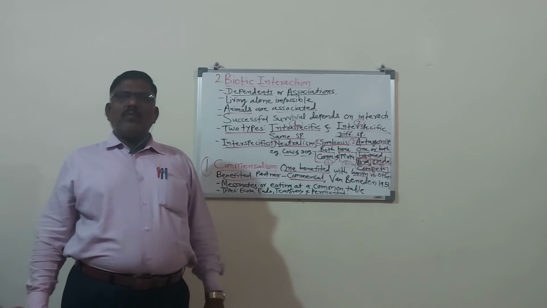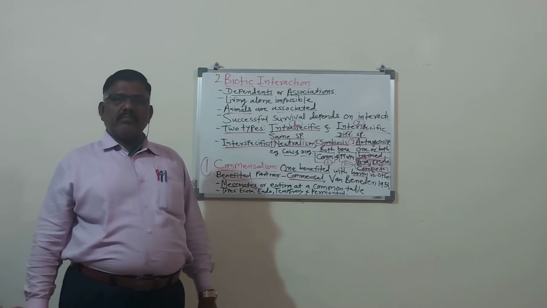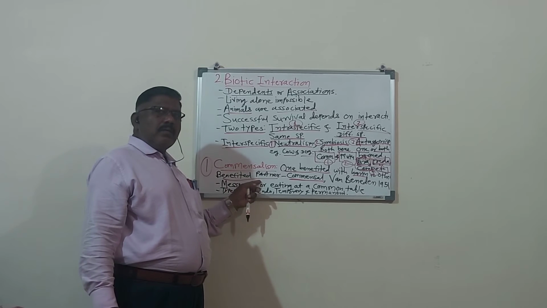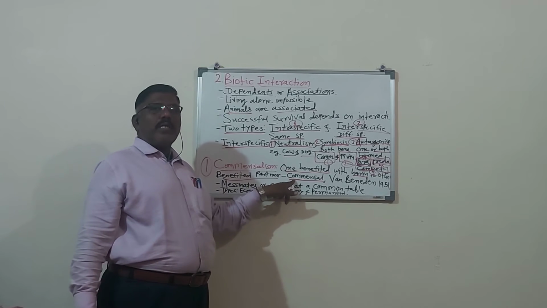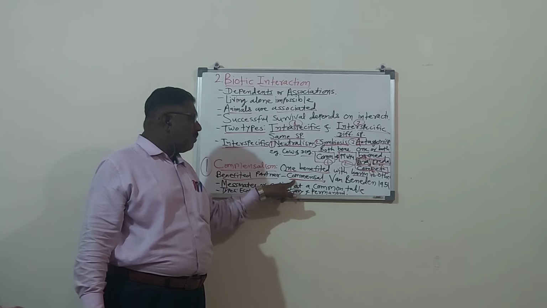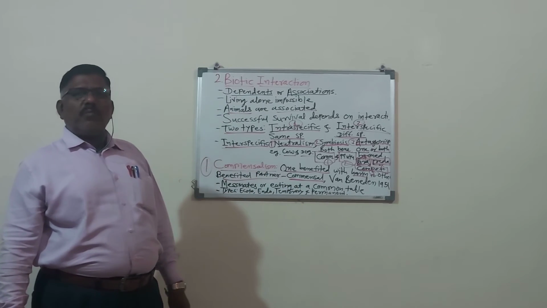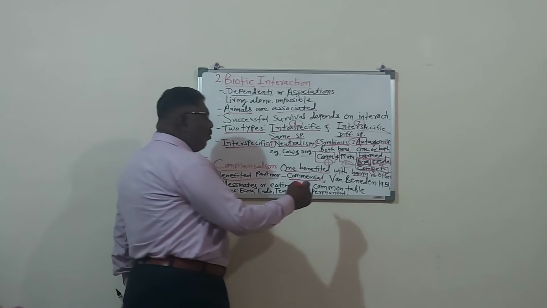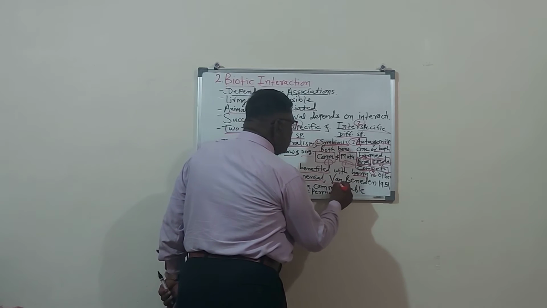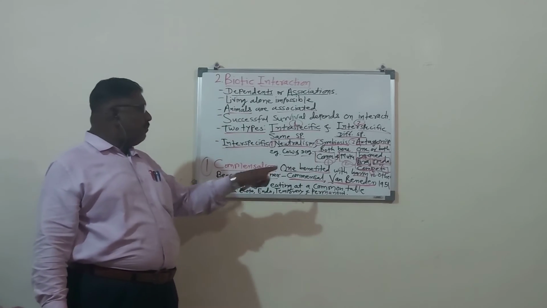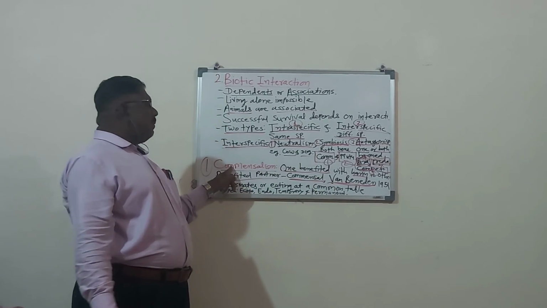A person of India is called the Indian. Like this, the beneficial partner in commensalism is called the commensal. Remember, this term commensalism was first given by Van Beneden. This is the name of the scientist, Van Beneden. Van Beneden first of all gave the term commensalism.